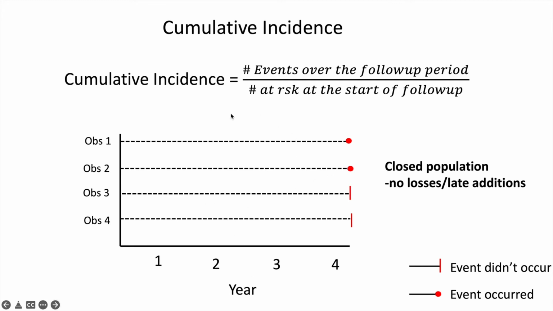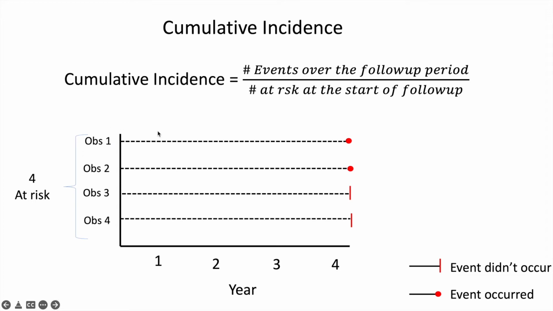So like I said, cumulative incidence is the number of events over the follow-up period over the number at risk at the start, and everyone is followed for the same amount of time. Here we have 4 people followed for 4 years. 2 people did not have the event and 2 people did. This is a closed population because everyone was observed for the whole time, no one dropped out, and no one was added late.